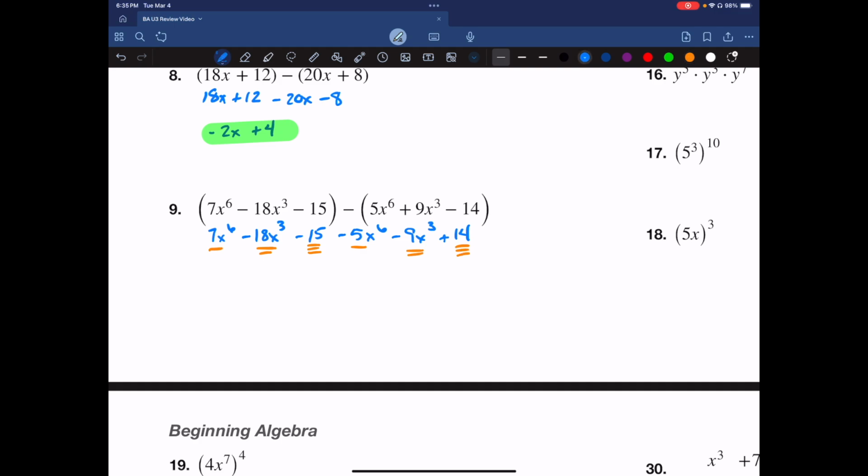All right, so I got 7x to the sixth minus 5x to the sixth is going to be 2x to the sixth. Negative 18x cubed minus 9x cubed is going to be minus 27x cubed. Okay. And then you have negative 15 plus 14 is going to be minus 1.